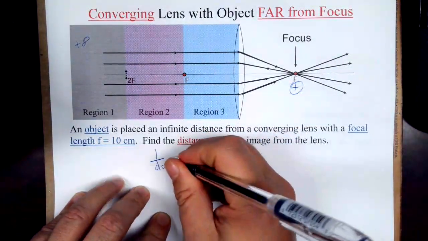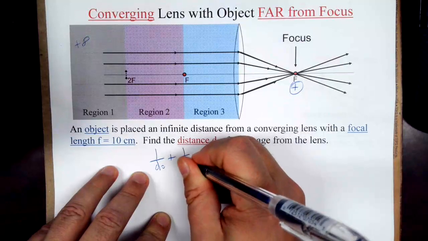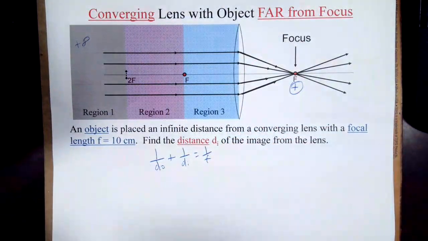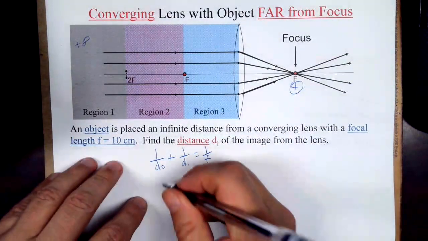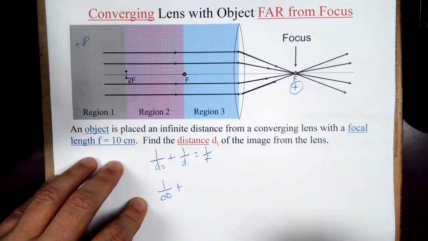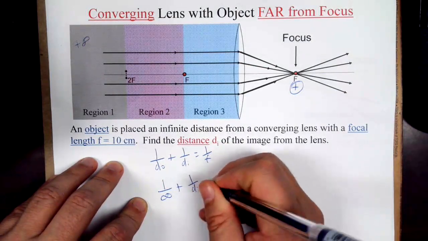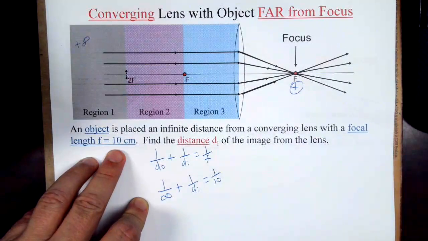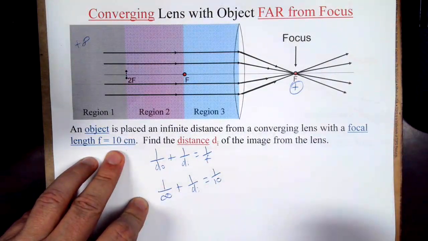Our lens equation: 1 over the distance to the object plus 1 over the distance to the image is equal to 1 over the focal length. The distance of the object is infinity, so 1 over infinity is just 0. This becomes 1 over the distance to the image, and this becomes 1 over f, which is 10 centimeters.